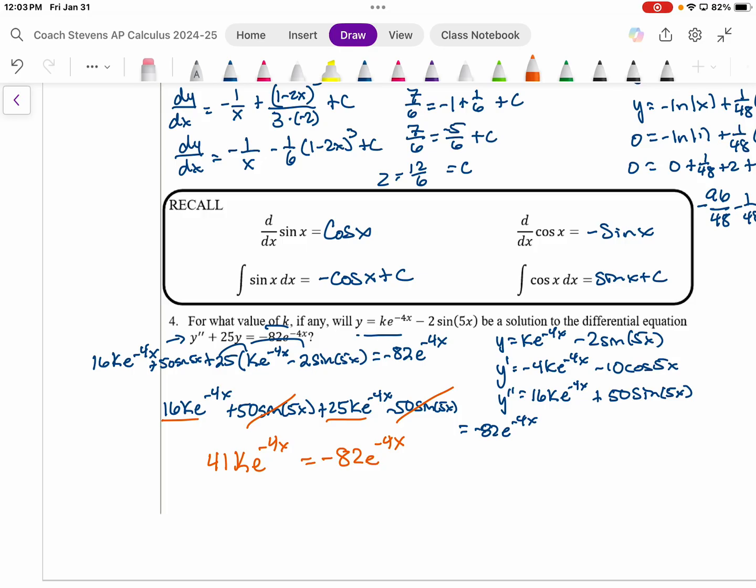Again, our goal is to solve for k, so I can divide both sides by 41 e to the negative 4x. That leaves me with k equal to negative 2. Gotta be careful. There are a lot of places to make goofy mistakes. If you need to do u substitution, do u substitution the long way. Do what you need to do.